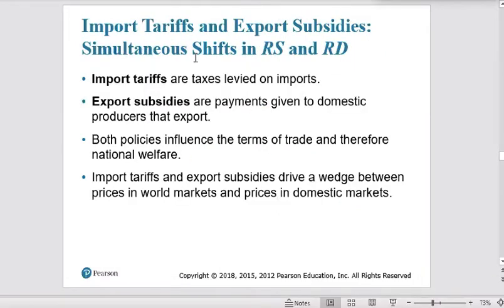So I guess more or less you know what an import tariff is. It's basically a tax on importing goods. You can import goods from overseas, and then you put a tariff on it, and that becomes an import tariff. So import tariffs are taxes levied on imports, and export subsidies are payments given to domestic producers that export. It can come in many different forms or formats.